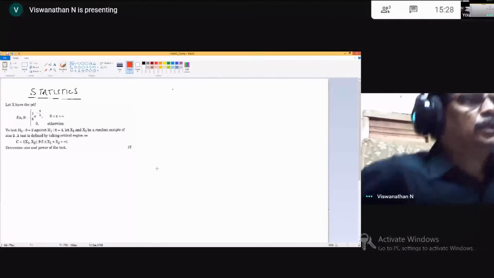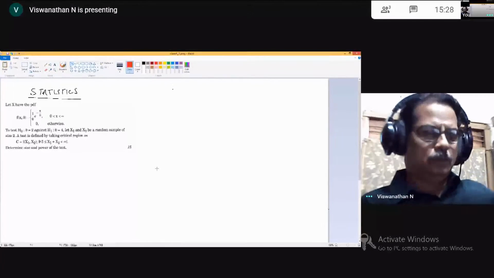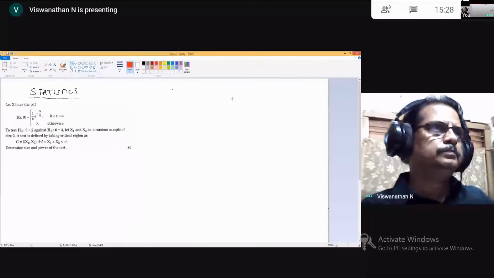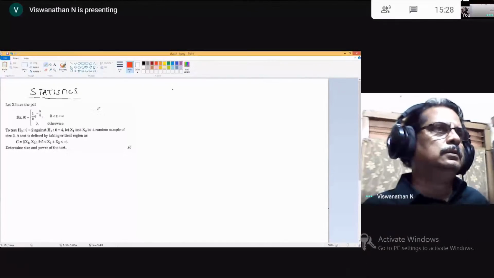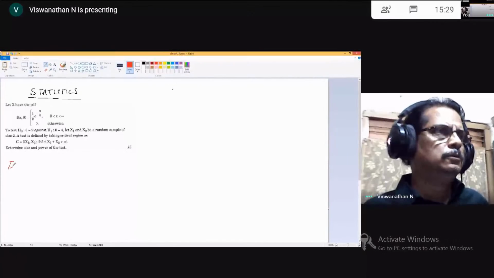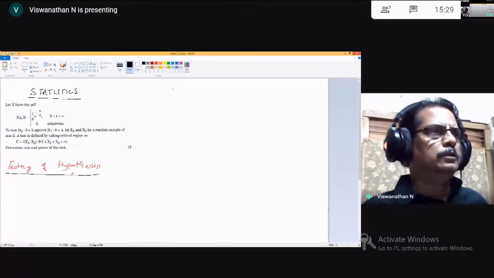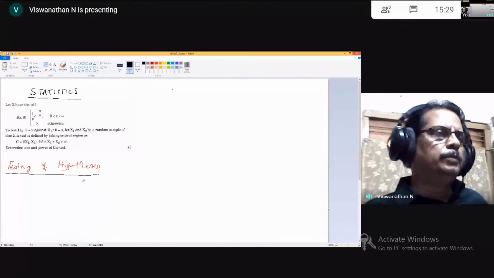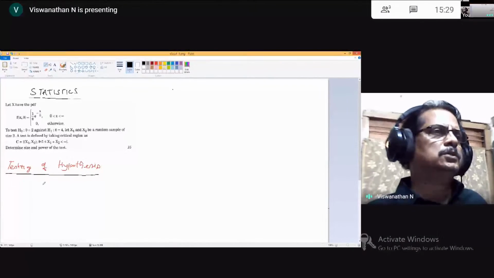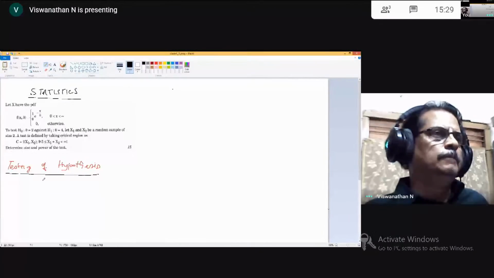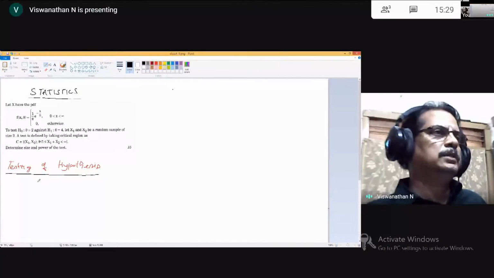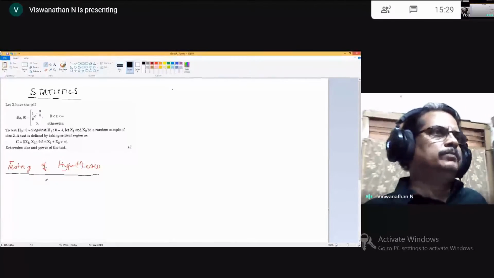So to begin with, let me explain quickly what testing of hypothesis is about. First of all, we should know what a hypothesis is. In general, a hypothesis is a statement, a definition that says nothing about the structure. It's a general statement about anything which needs to be proved or disproved.